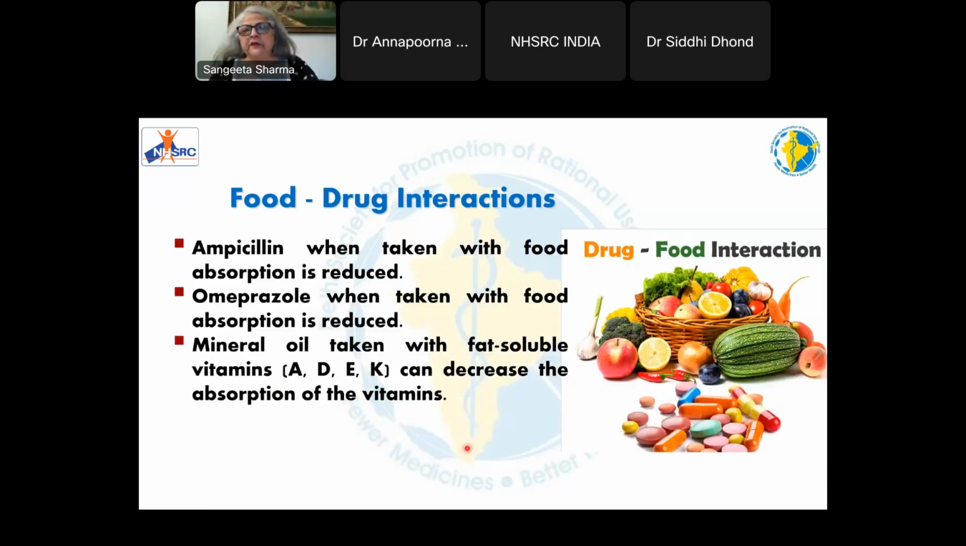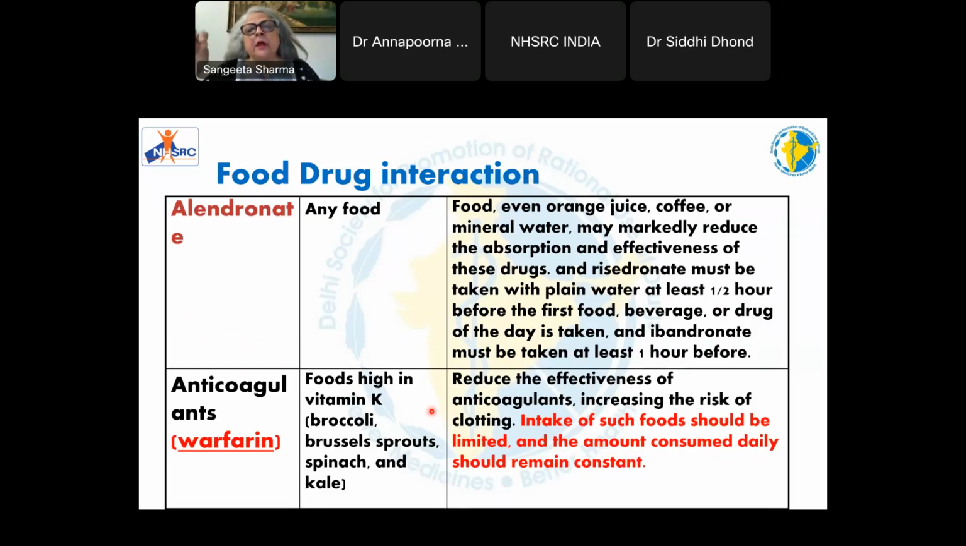Then there is another set of interactions that may happen because of food. As I told you, ampicillin, when taken with food, absorption is reduced. So diarrhea would be more when taken with food. Omeprazole, when taken with food, absorption is again reduced. Then many of the mineral oils taken with fat soluble vitamins A, D, E can decrease the absorption of these vitamins. And particularly, specific interactions have been specified with alendronate, which is given for osteoporosis. It has lots of food drug interaction. So the patient is not supposed to eat anything before the first food and all that. There are very, very specific instructions for alendronate, so please look into that.